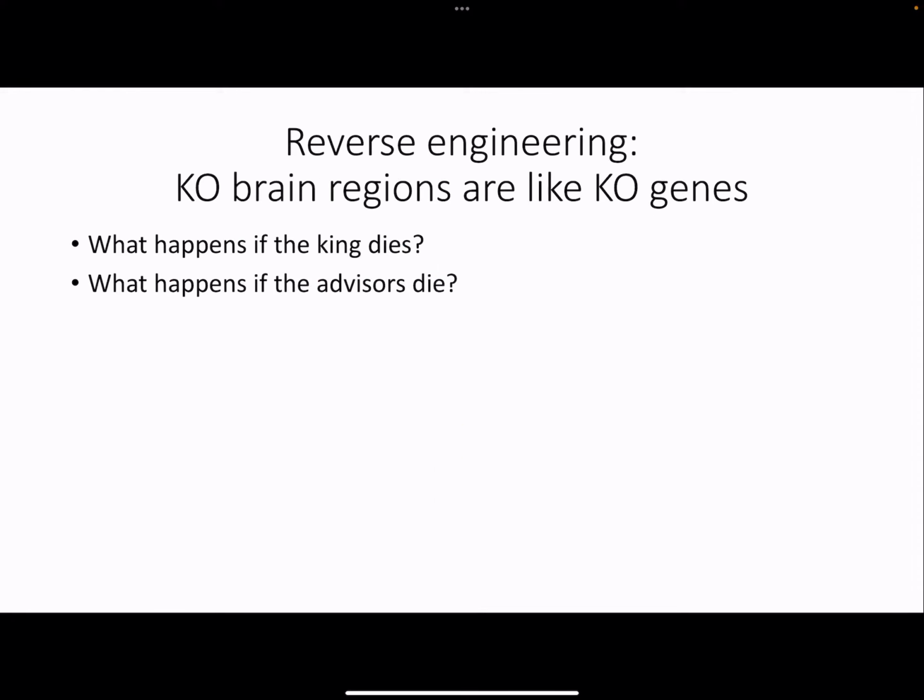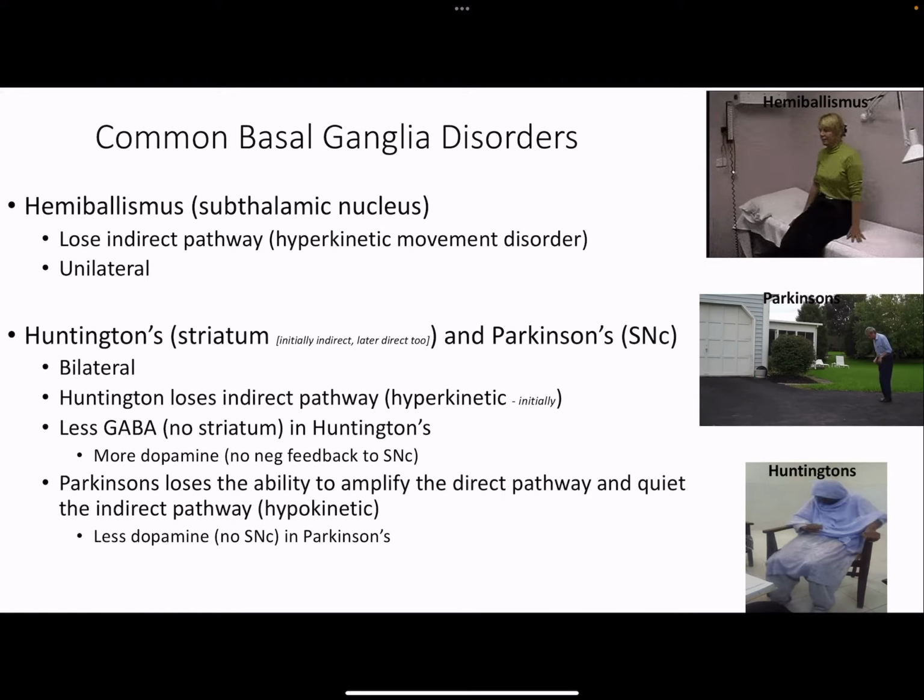All right, so in genetics and in undergrad, if you knock out a gene, you get to see what the effects of that gene are, right? And it's the same thing here with the brain. If we take out a part of the brain, like Phineas Gage, we get a better idea about what that part of the brain does. So we can ask, what happens if the cortex dies? You probably can't initiate movement. What happens if the advisors die? Well, it just depends on which advisors we're talking about.